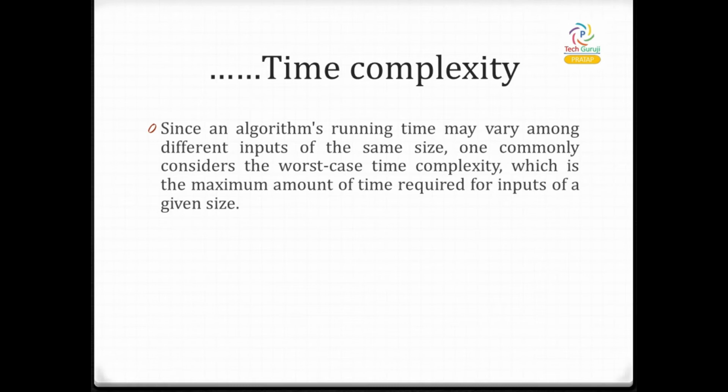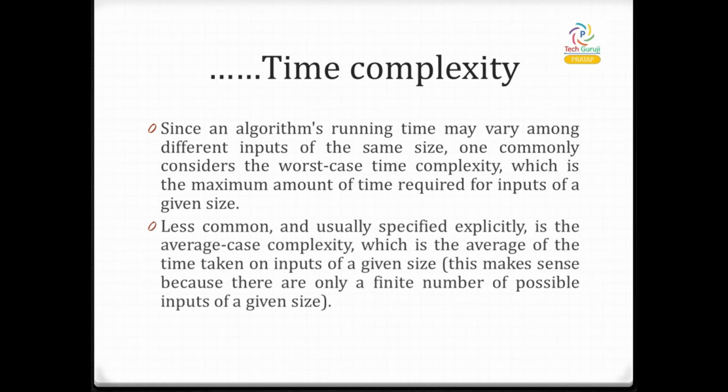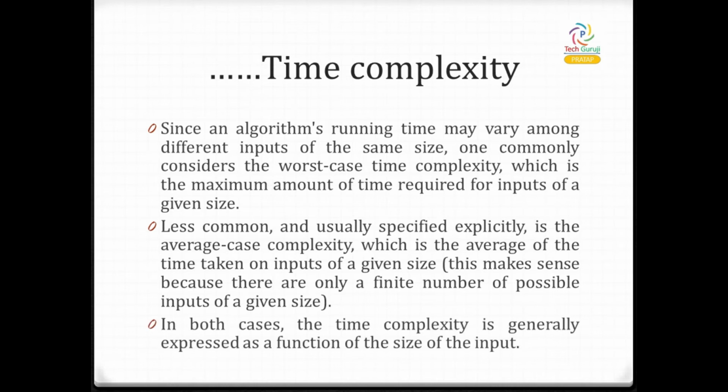Since an algorithm's running time may vary among different inputs of the same size, one commonly considers the worst case complexity, which is the maximum amount of time required for an input of a given size. Less common, and usually specified explicitly, is the average case complexity, which is the average of the time taken on inputs of a given size. This makes sense because there are only a finite number of possible inputs of a given size. In both cases, the time complexity is generally expressed as a function of the size of the input.